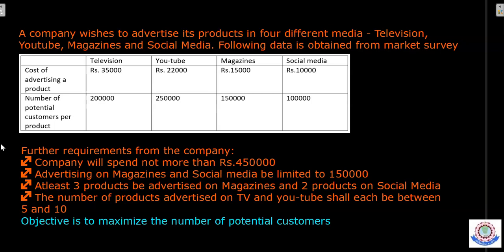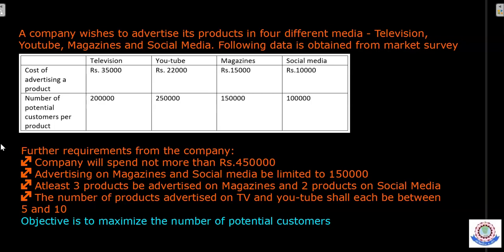Here, a company wishes to advertise its products in four different media such as television, YouTube, magazines and other social media. The following data is obtained from a market survey. The data in the table gives the information of cost of advertising a single product in all the four different media. If they want to advertise a product on TV, they need to spend 35,000. Similarly, on YouTube, they need to spend 22,000. In magazine, 15,000. Social media, 10,000. And the second row gives the information about the number of potential customers per product. These are the customer reach given in the second row.